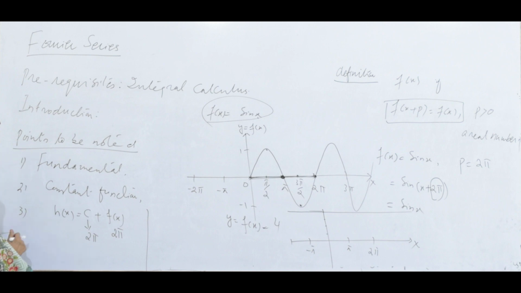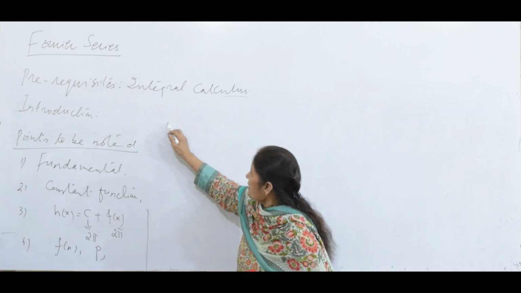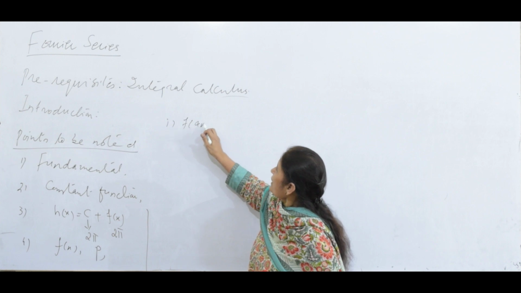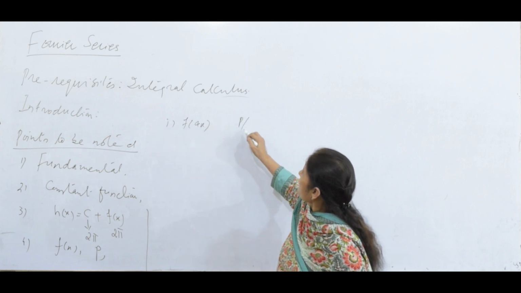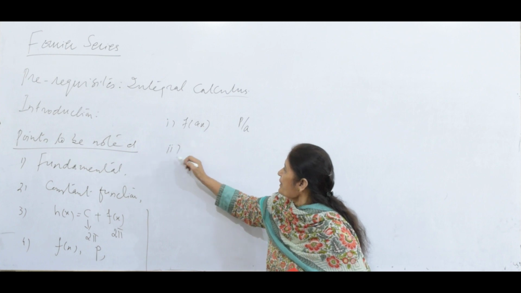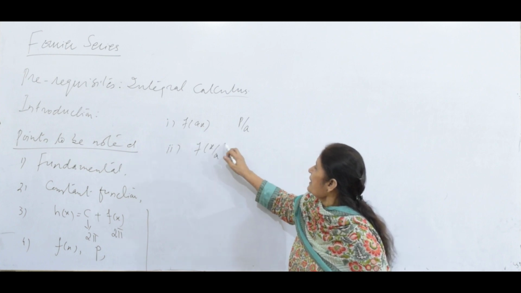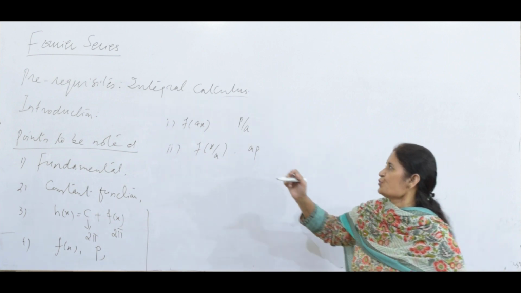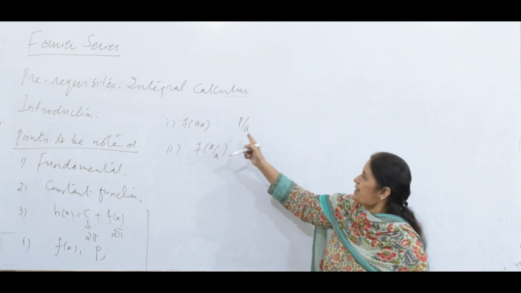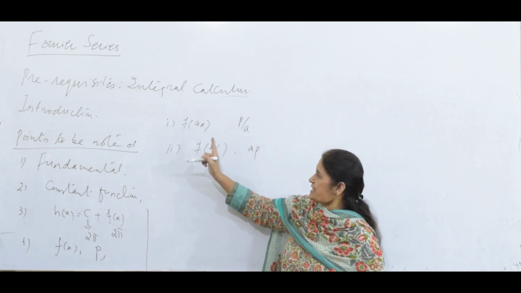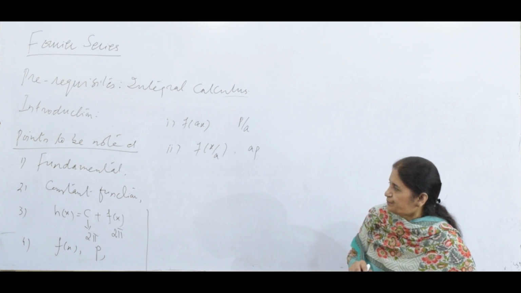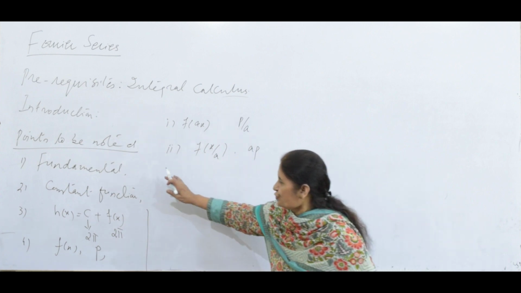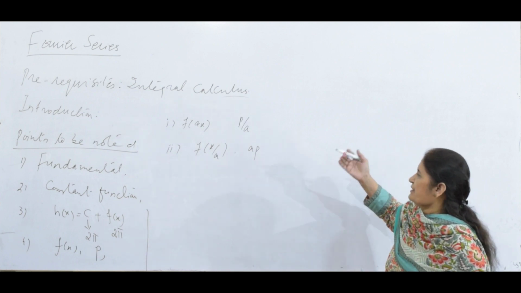So, fourth. If f of x has period p, then number 1, f of ax has period p by a, and the other property, f of x by a has period ap. Let me explain this with the help of a diagram so that you will understand how the period works for the functions ax and x by a.